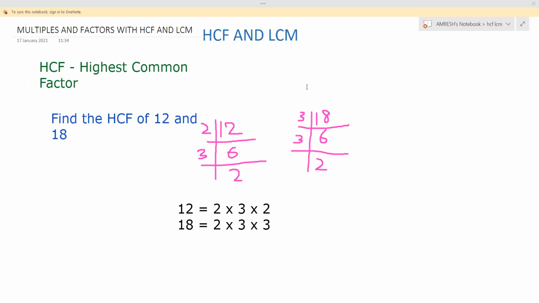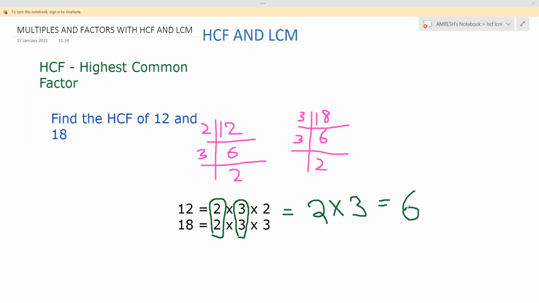Now let's see what is common in them. These two twos are common, these two threes are common. Like this you have to find. Bring one 2, don't bring two twos, only one 2 you have to bring. And the two threes are common, bring one 3. 3 into 2 is 6. So the highest common factor is 6. Like this is the method to find the HCF of two numbers.